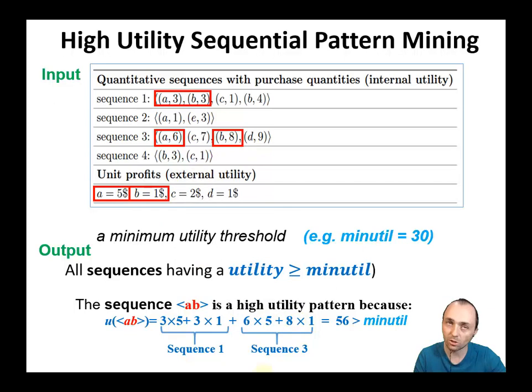So the total amount of money of this pattern, apple followed by bread, is $56, and this is at least equal to the minimum utility. So we say that it is a high utility pattern. There have been a lot of papers about designing algorithms to find high utility patterns in data like this. So for shopping, but it could also be other things like a sequence of locations and so on.